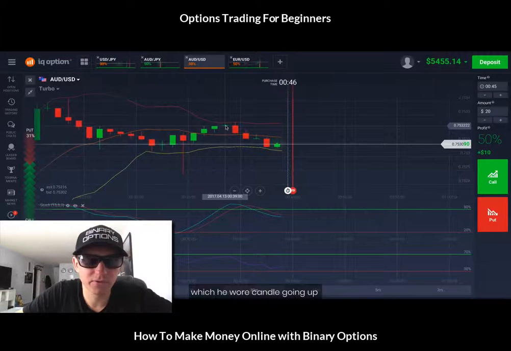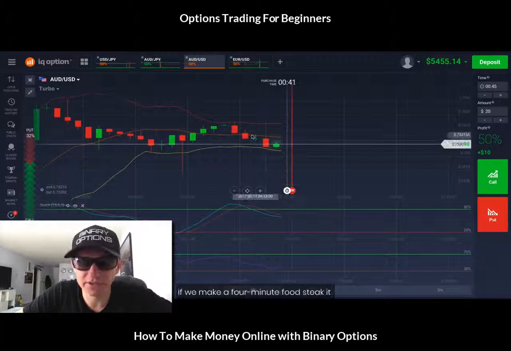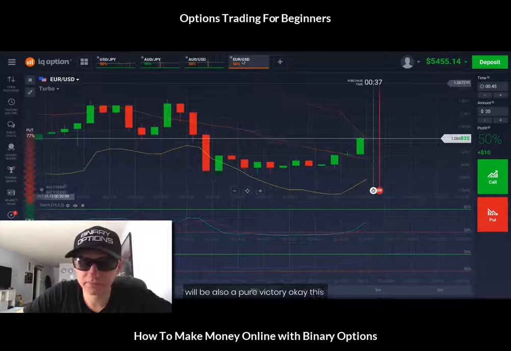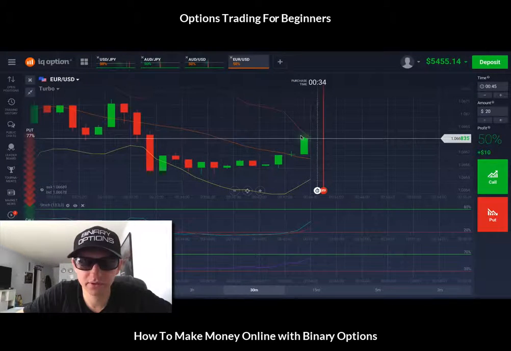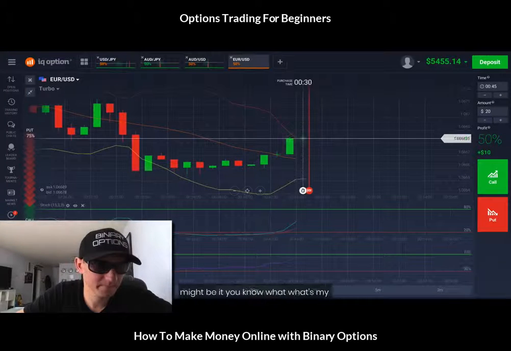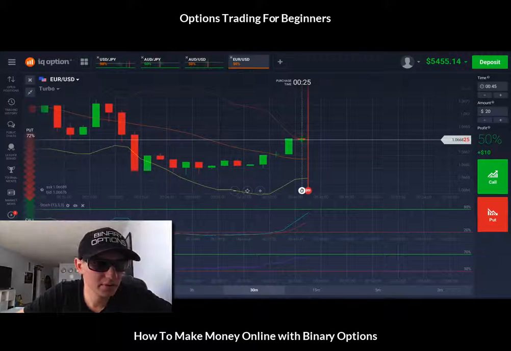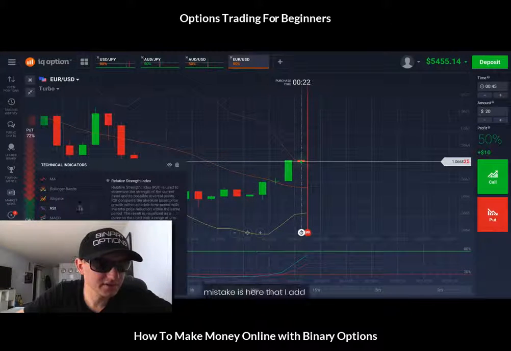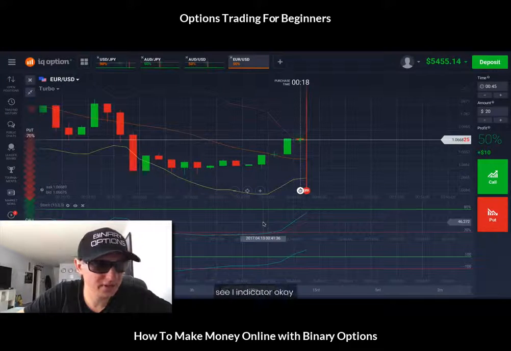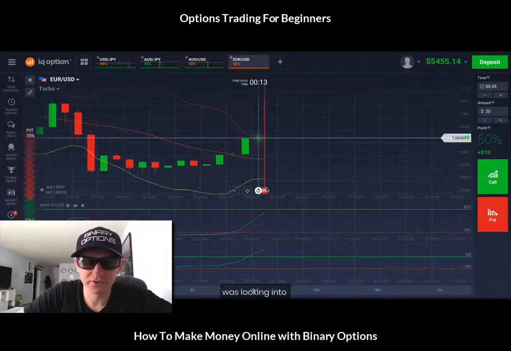We see 4 candles going up, and if we make a 4 minutes put stake, it will also be a pure victory. Okay, you know what my mistake is here, that I added RSI instead of the CCI indicator. Okay, perfect. So I was looking into the wrong place.